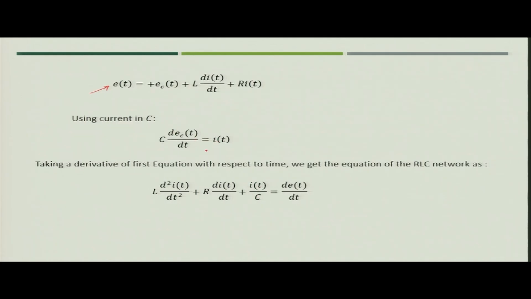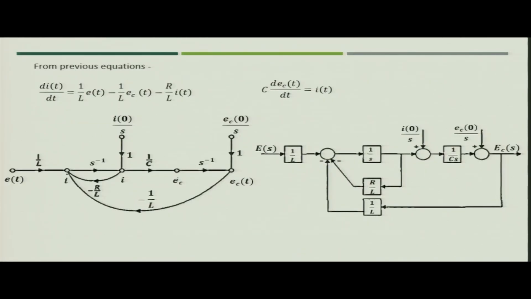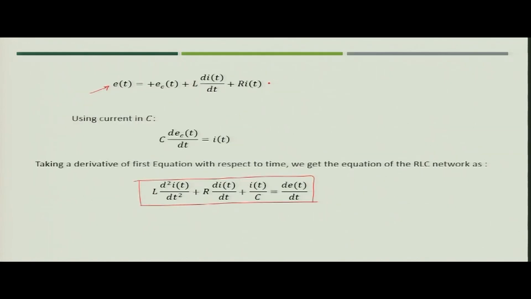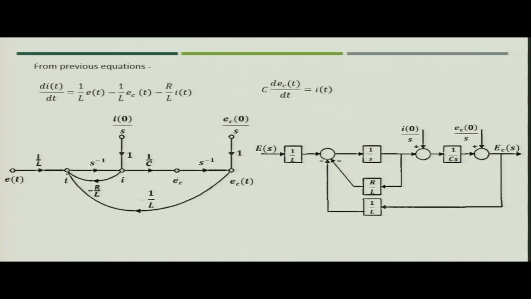So, you get I = C d(Ec)/dt. This is the equation which you get when you combine both of the equations. Now, the equations which we have got, this main equation which we got from the Kirchhoff voltage law, and this is the value of current which is flowing through the capacitor. So, we will use these two equations to model the electrical circuit using signal flow graph and the block diagram.